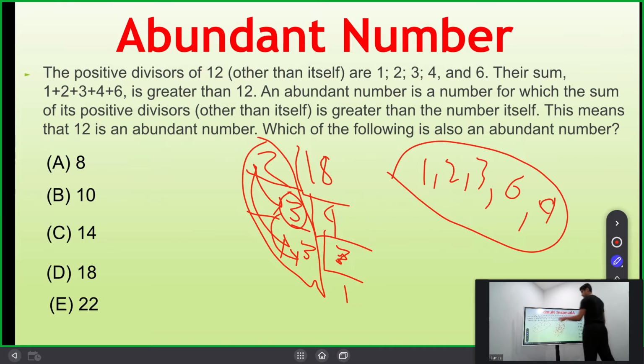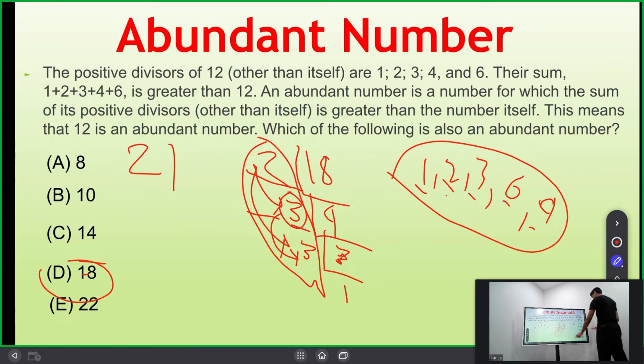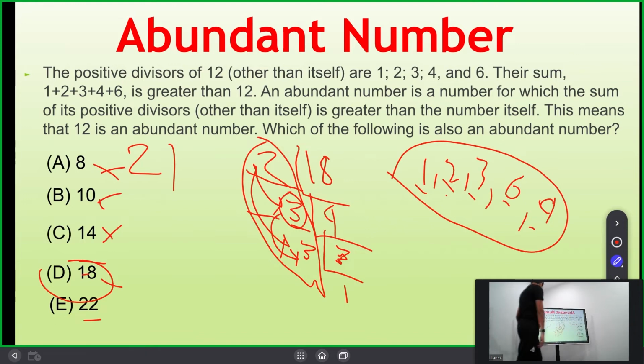And if we add these together, 9 plus 1 is 10, 10 plus 6 is 16, 19, 20, 21. So we get 21 as the answer for 18. So we see that 18 is an abundant number, so this could be a possible answer. All we need to do is check 22, and if it is not an abundant number, then we know that 18 will be our answer. As of right now, 8 doesn't work, 10 doesn't work, 14 doesn't work, and 18 does work. So let's quickly look at 22, and then we'll see if that's an abundant number as well.